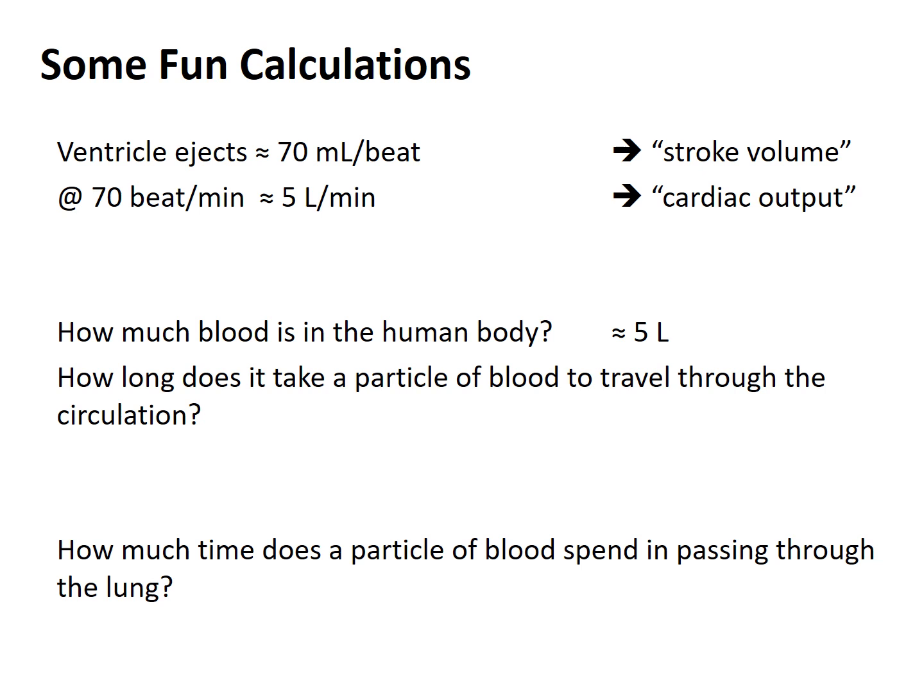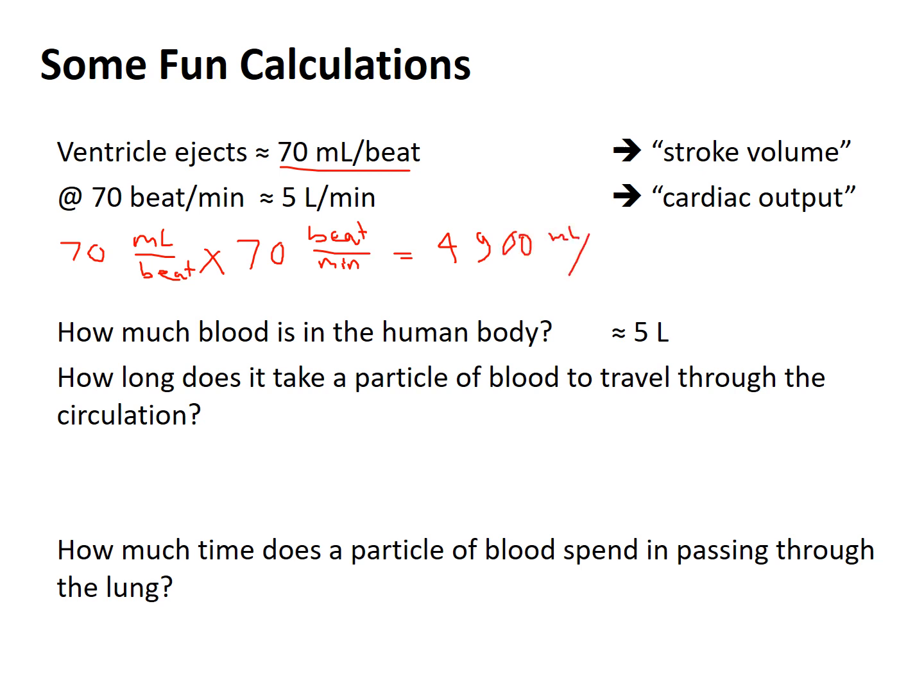Every time the heart beats, a certain amount of blood is ejected from each ventricle. This is called the stroke volume. So let's say the left ventricle ejects 70 milliliters of blood per beat. And if the heart is beating 70 times per minute, we can take 70 milliliters per beat times 70 beats per minute, and we get 4,900 milliliters, or about 5 liters per minute. That's the cardiac output.